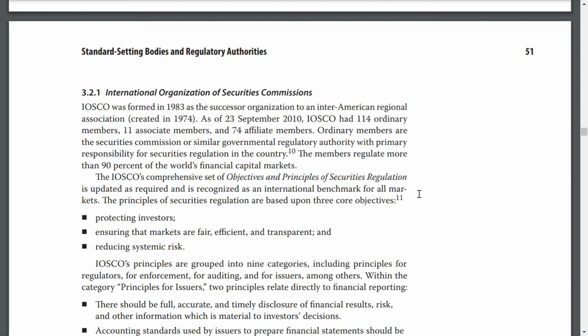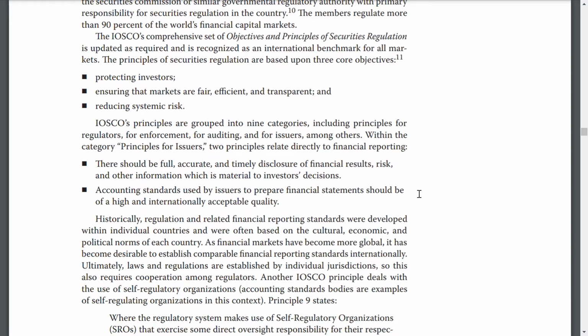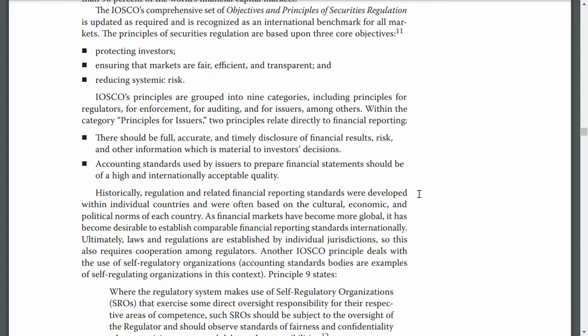IOSCO's principles are grounded in nine categories, including principles for regulators, for enforcement, for auditing, and for issuers, among others. Within the category of principles for issuers, two principles relate directly to financial reporting. There should be full, accurate, and timely disclosure of financial results, risk, and other information which is material to investors' decisions. Accounting standards used by issuers to prepare financial statements should be of a high and internationally acceptable quality.